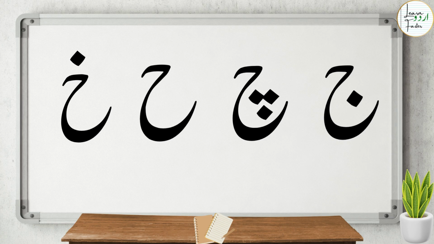And you need to notice one more thing, that previously the alphabets we learned, Jim, Che, He, Hai, all look the same, but there is only one difference among them. The difference is the dot, nukta. In Jim, there is one dot in the center. In Che, there are three dots in the center. In He, there is no dot, and in Hai, there is one single dot above it.